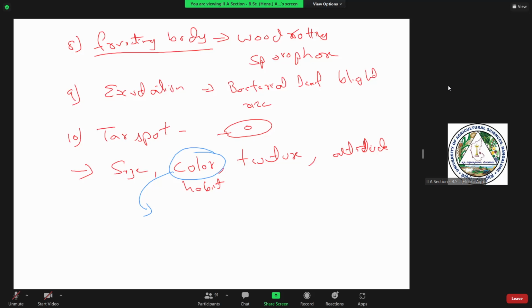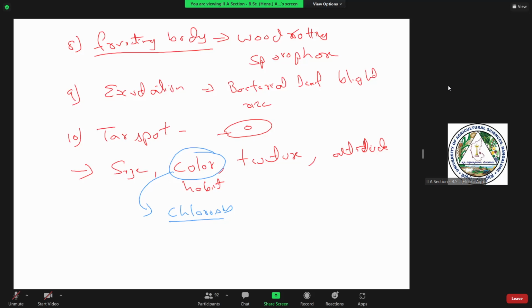One of which is that the green may disappear, or it might be replaced with yellow pigmentation, which is called chlorosis. What is chlorosis? Chlorosis is a loss of green color, that is the normal green color disappears, or it is replaced by yellow pigmentation. That is called chlorosis.